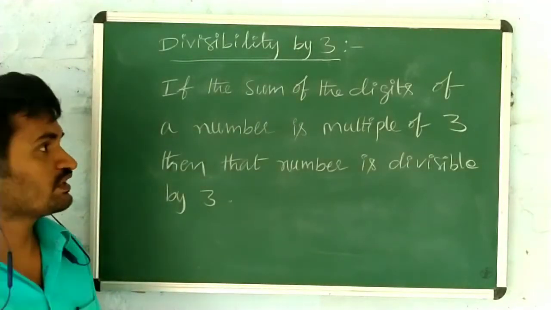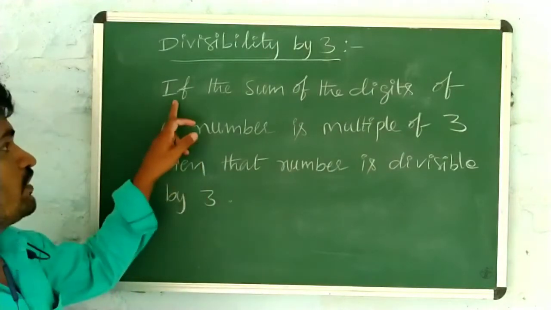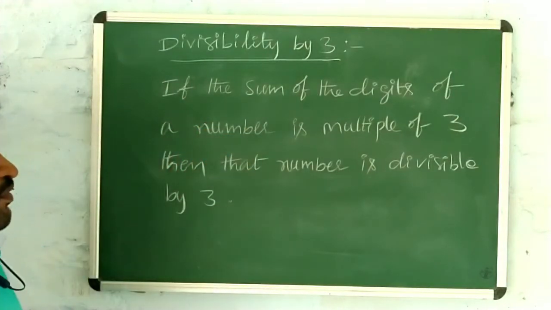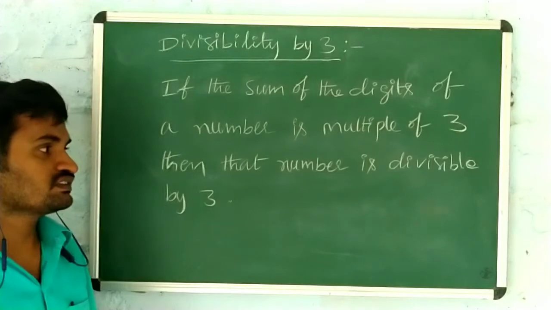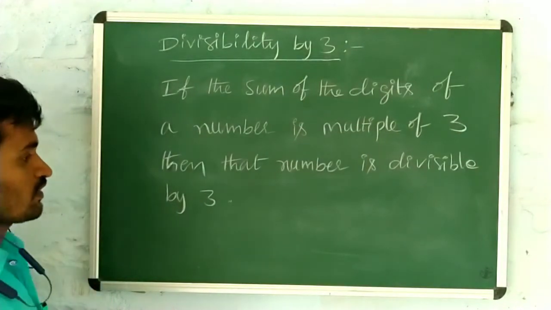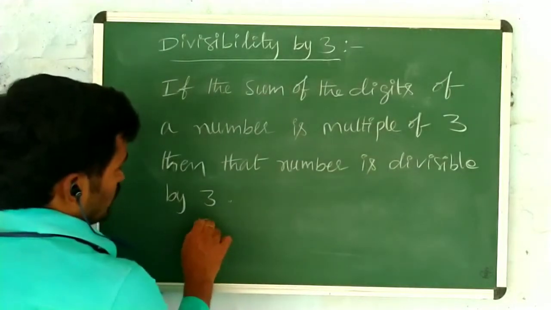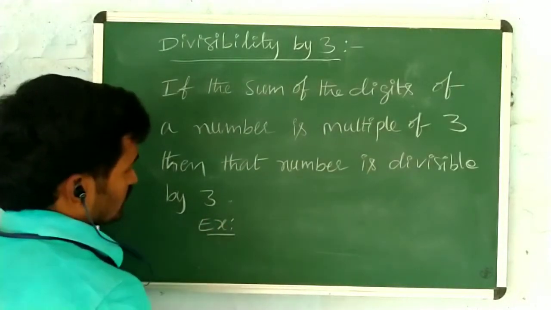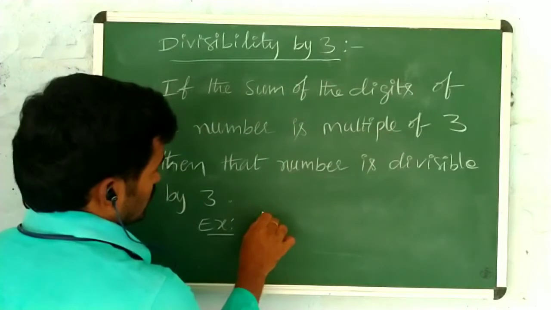I hope you understand this. If the sum of the digits of a number is a multiple of 3, then that number is divisible by 3. What is this meaning? Okay, let us take one example.